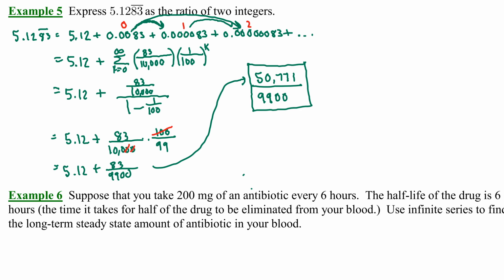To check this, you can take the top number divided by the bottom number on your calculator and you will see this decimal expansion. So this example shows you how to apply the formula for the sum of an infinite geometric series, but also a new way of viewing those repeating decimals.